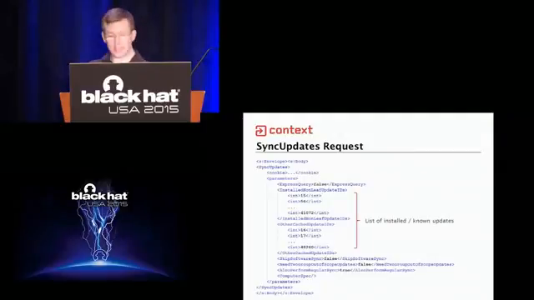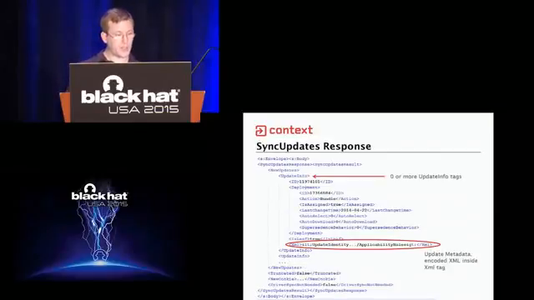So we're going to look in a bit more detail at the actual XML now. This is a sync updates request. I've abbreviated it because normally there's hundreds of IDs in there, but this is literally just a list of update IDs that it's got installed. The server then responds with any new update IDs. There's one here. Every update has two IDs, I don't know why. Then a bit of metadata, and because it's XML, there's an XML tag with some XML-encoded XML inside of it.